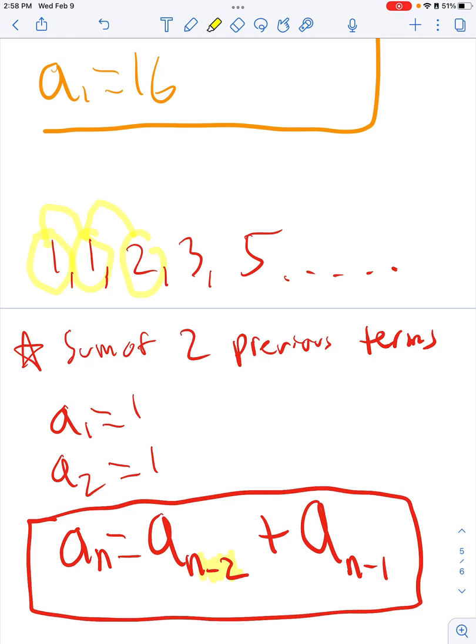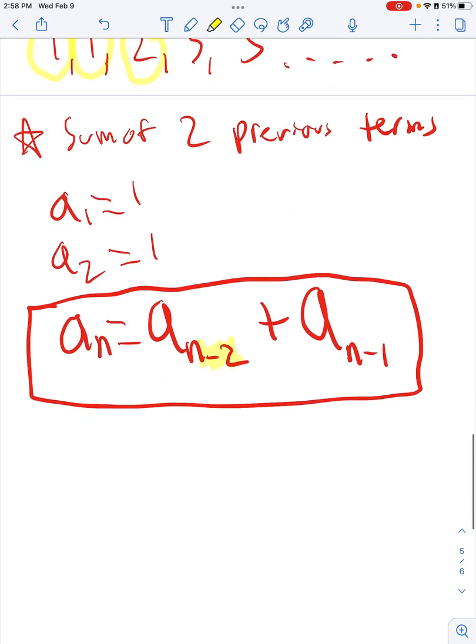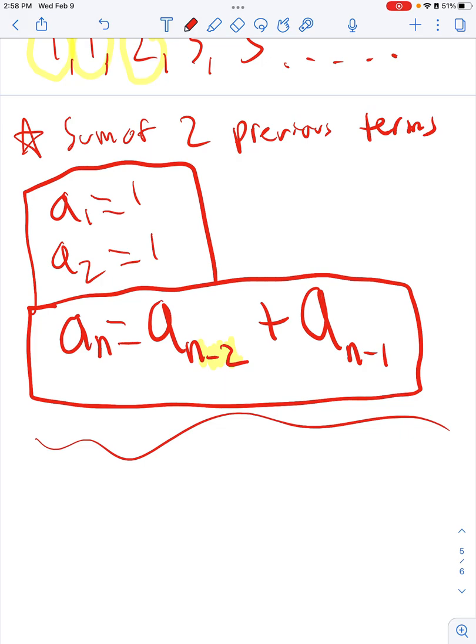Again, if I was looking for a sub 4, 4 minus 2 is 2, 4 minus 1 is 3. I would be using the second and the third term to find the fourth one. Oh, and again, make sure that you include this in your answer as well. In this case, I need 2 terms, so I can start at a sub 3.